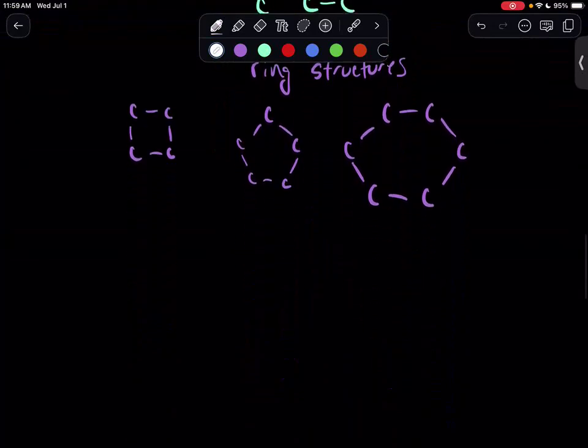So when we're discussing how to draw or write this out, we have many different formulas. So far, we know empirical formulas and molecular formulas.